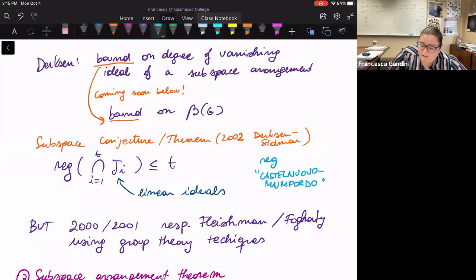And why would that make sense? Well, if you think about the first step in the resolution, your Castelnuovo-Mumford regularity gives you a bound on the degree of the generators, right? Because that's basically the first difference between the dimension of first syzygy modules and the generators. And so if you can bound the regularity, then you can also bound the degree of the generators. And because the regularity is stronger, a regularity result carries through for a degree bound result.